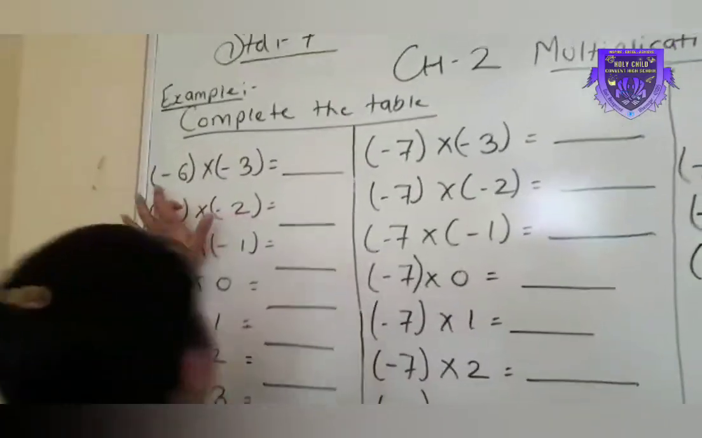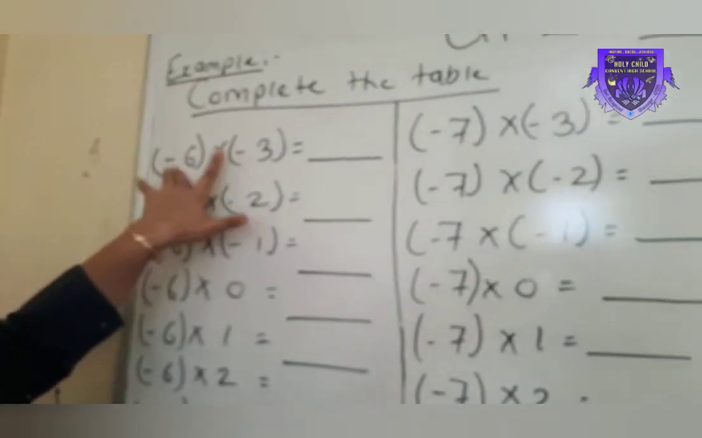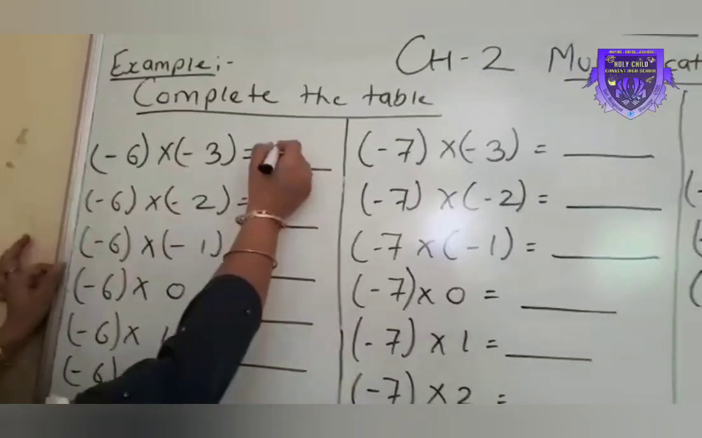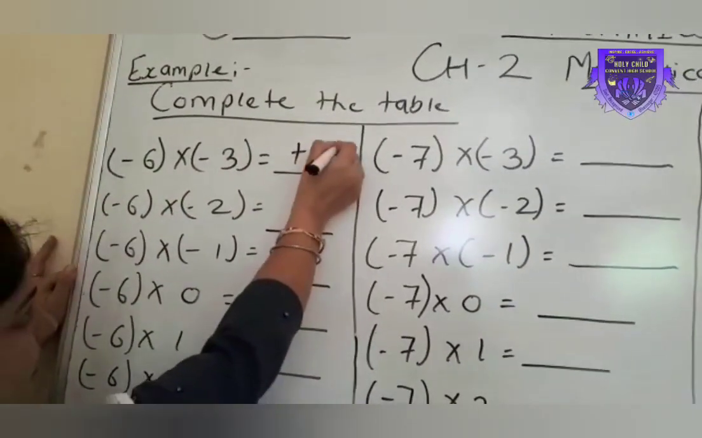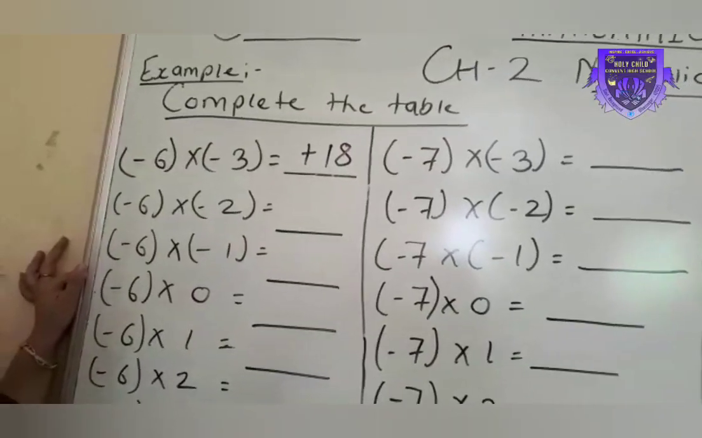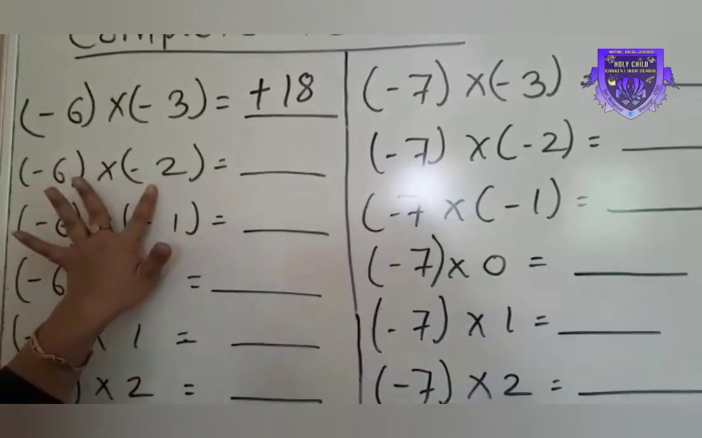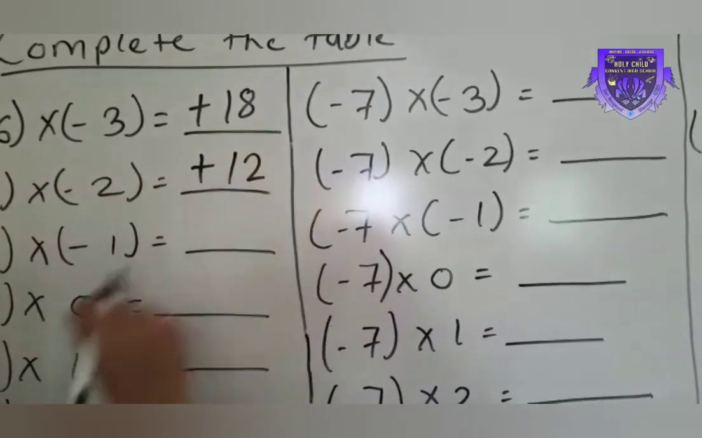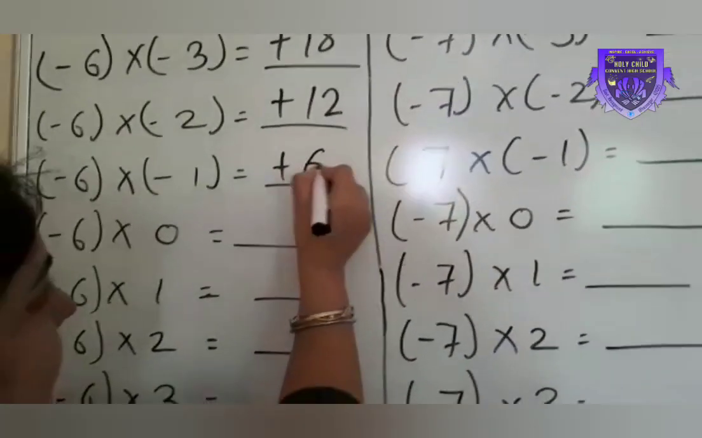First, two negative integers are multiplied. Negative and negative gives us positive. Means 6 3s are 18. We will get the answer plus 18. Again, two minus signs are multiplied. We will get the answer, 6 2s are 12, positive 12. Again 6 1s are 6, positive 6.